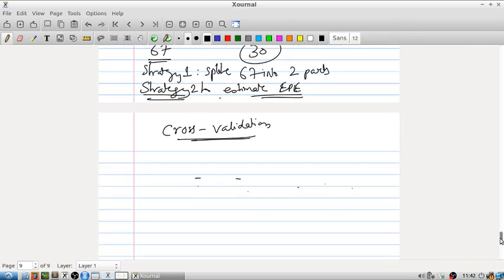Just remember that we are doing cross-validation because we have multiple models, because we are doing subset selection. If we are just doing linear regression, there's nothing to choose there, right? Okay, just a consistency check. So what is cross-validation?